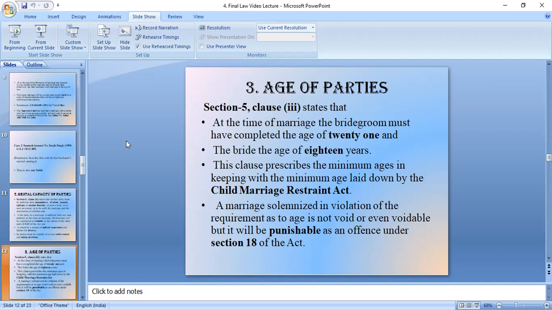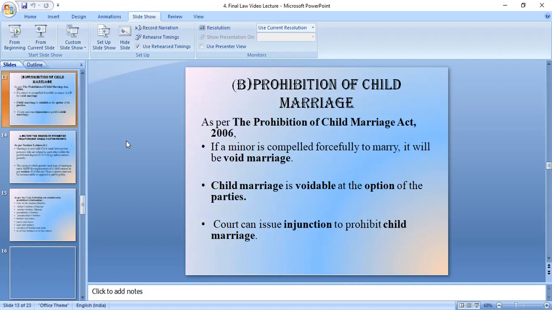A marriage solemnized in violation of the requirement as to age is not void and not even voidable, but it will be punishable as an offense under Section 18 of the Act. Prohibition of child marriage: as per the Prohibition of Child Marriage Act 2006, if a minor is compelled forcefully to marry, it will be a void marriage. Child marriage is voidable at the option of the parties. Court can issue an injunction to prohibit child marriage.